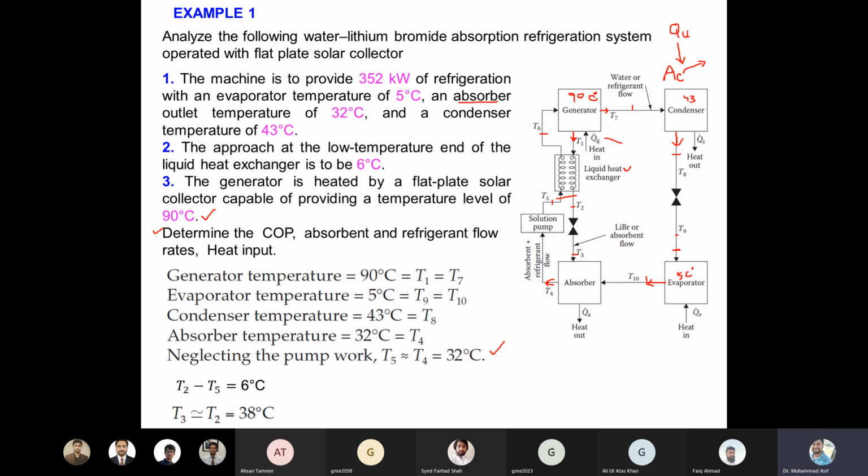We know the temperature only and the cooling capacity. This is the cooling capacity, let's say the design parameter. If you want to produce this much cooling and keep these temperatures, you have to calculate how much liquid refrigerant is required, how much absorbent is required, and what should be the size of the solar collector. In other words, what is the value of the Qg? Qg will be equal to Qu. So you have to calculate these terms by just knowing the temperature of the system only.